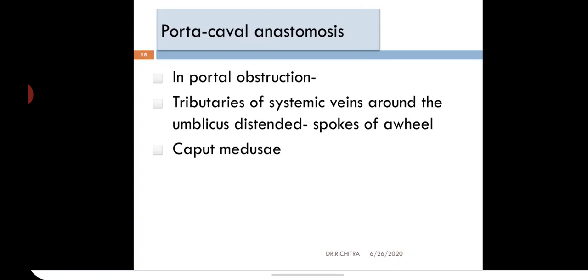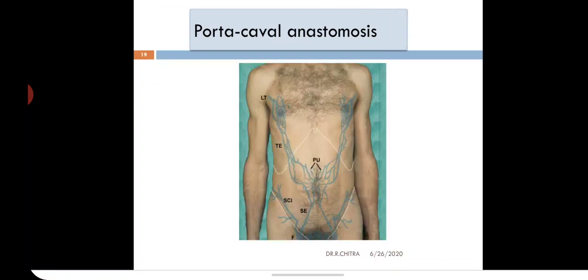So we can see in the picture, this is the caput medusae like appearance around the umbilicus. So what are the veins you can see? So many veins we told. Superior epigastric, lateral thoracic veins.